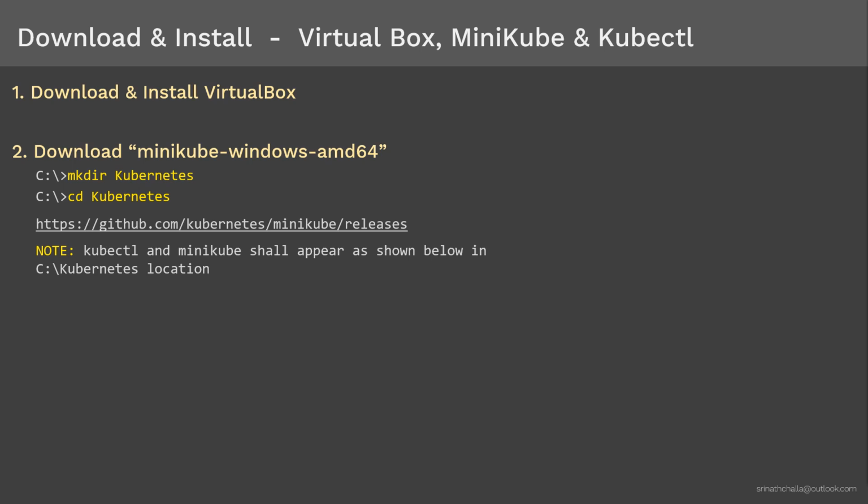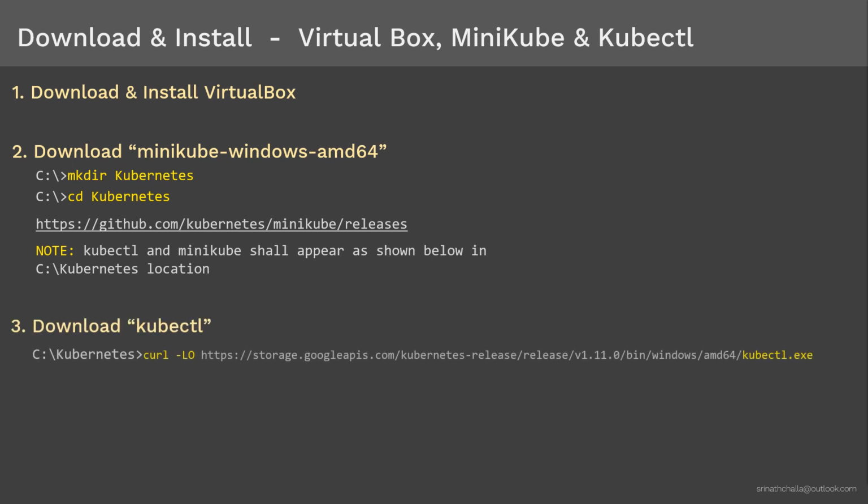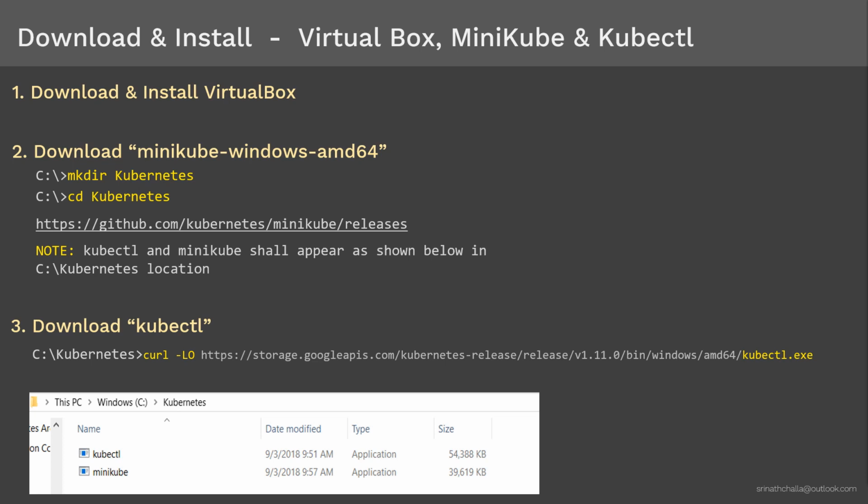Now we have one last thing to download, and that is kubectl. We can use the curl command to download the kubectl executable to the Kubernetes directory as shown here. So you have now downloaded all three executables: VirtualBox, Minikube and kubectl. As shown in the screenshot, I guess you have placed the kubectl and Minikube executables in the Kubernetes directory in the C drive. Since we have all three required tools in place, the only pending thing currently is starting Minikube. Let's go ahead and do that.